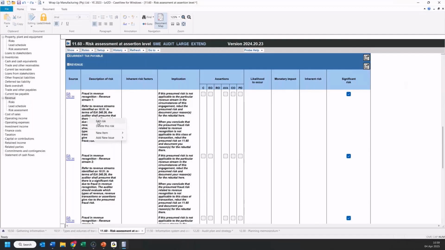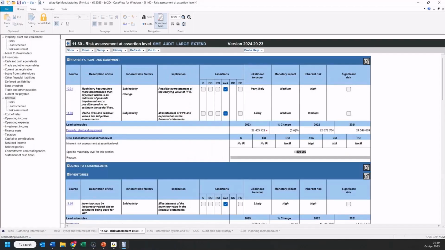In theory, you could pick any of those risks. I'm just picking the first one because that's going to look neatest or tidiest. So select Edit Risk. We're not deleting the risk. It's going to come back anyway because it keeps on reminding you to record the risk. So select Edit Risk, and that will then take you to the risk dialog.